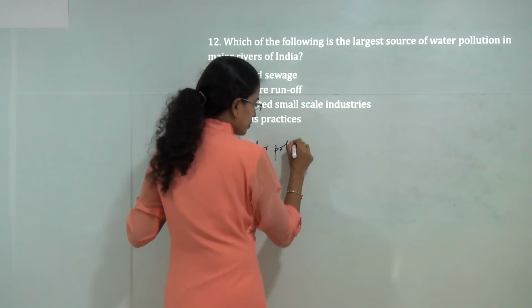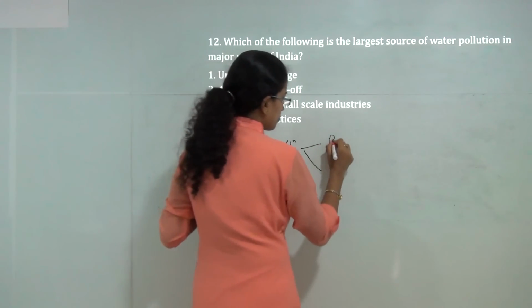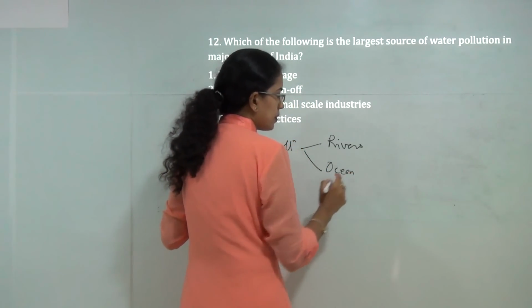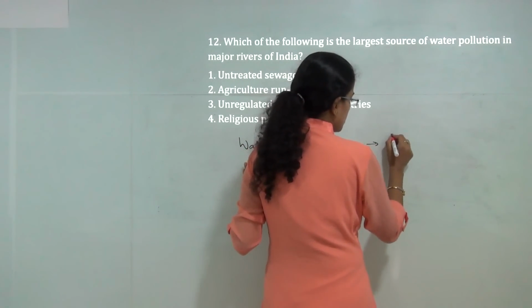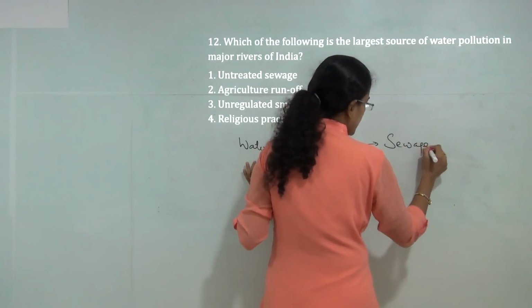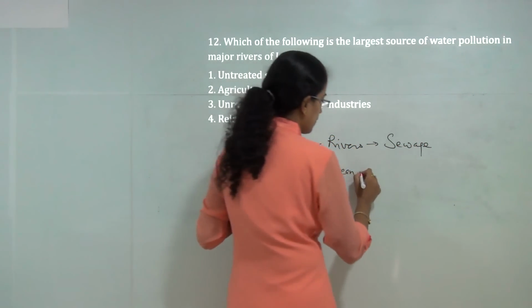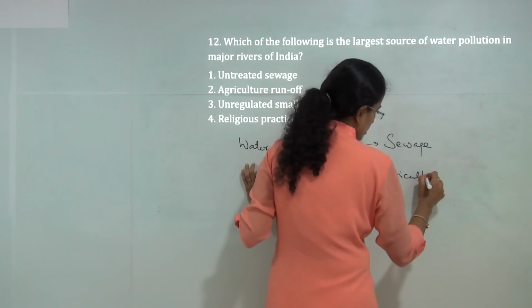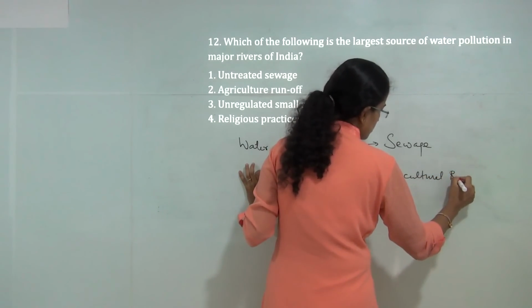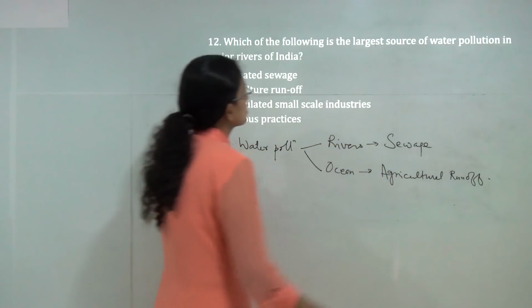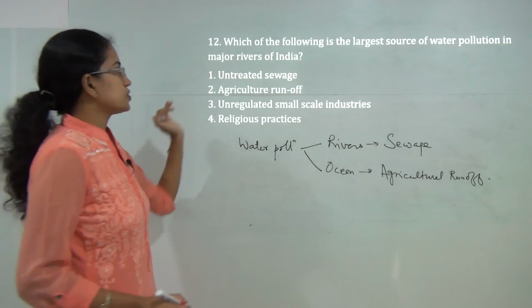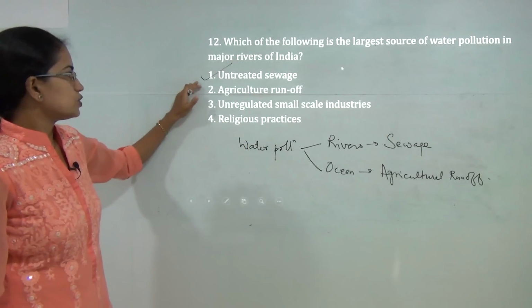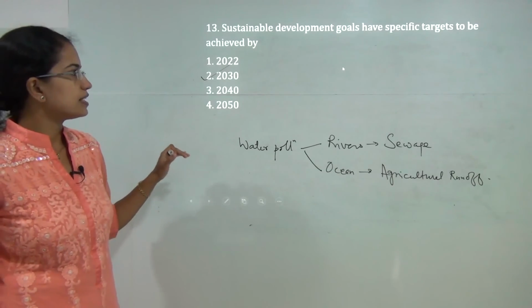When I talk about water pollution, I can talk in terms of pollution that's caused in rivers and that's caused in oceans. If I talk about the pollution caused in rivers, the major cause would be untreated sewage. However, for oceans it would be agricultural runoff. Now since the question asks about the largest source of water pollution from rivers, the answer would be untreated sewage. That's one.